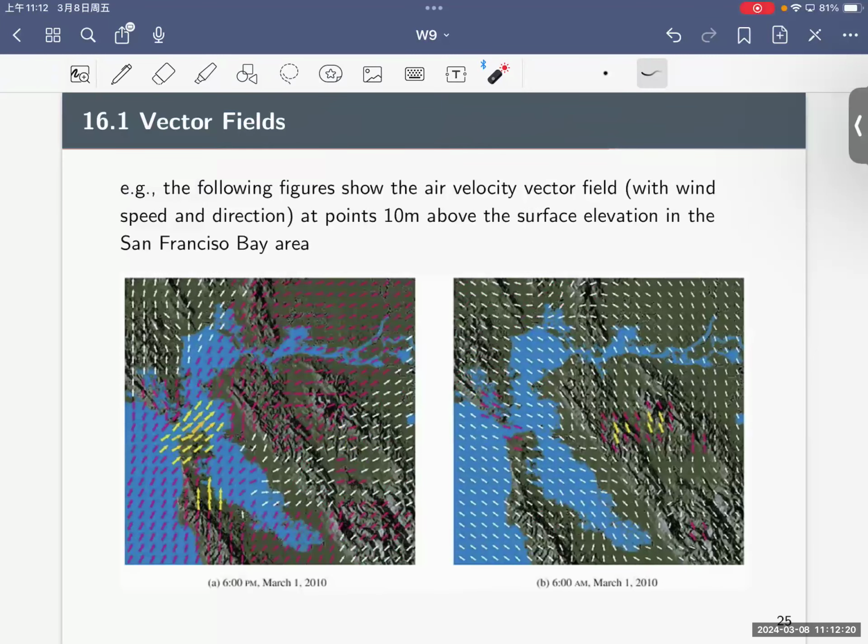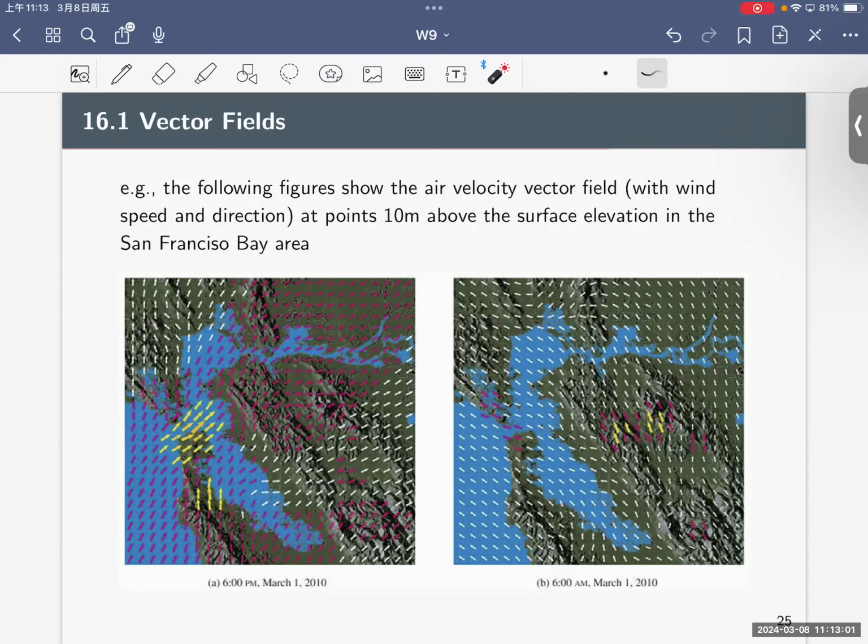Here are some real life examples. These two graphs show the air velocity vector field, like the air wind. Each arrow shows the wind speed and direction. For example, in this location, the wind blows in this direction, and the magnitude of this vector denotes its speed. If I have a longer vector, that means the speed is larger at this point.